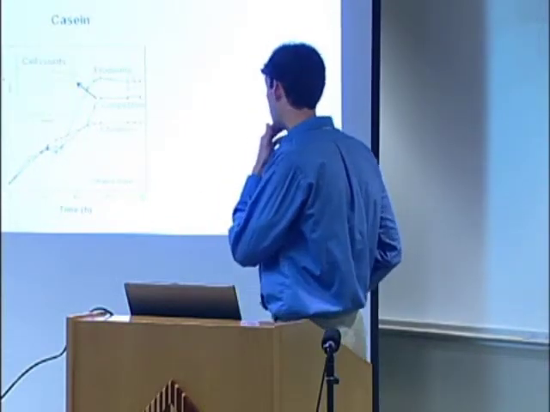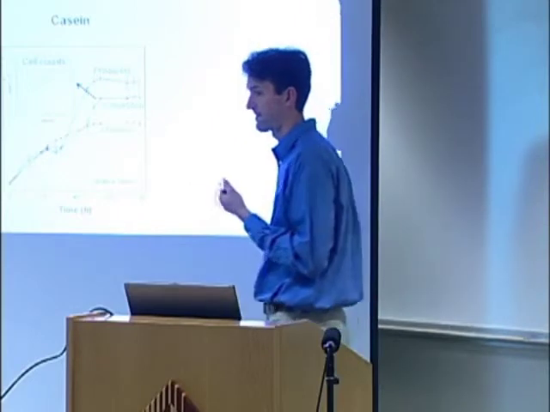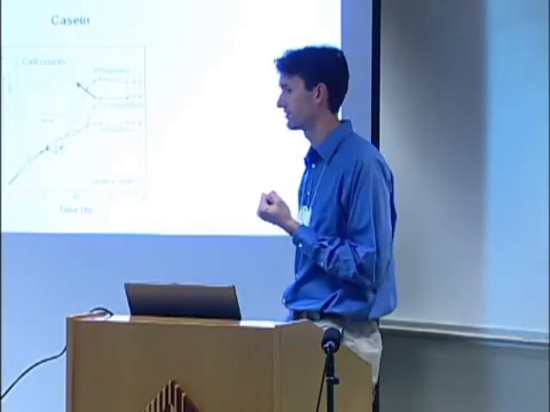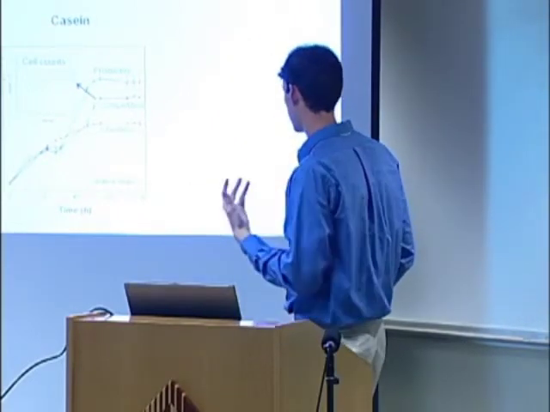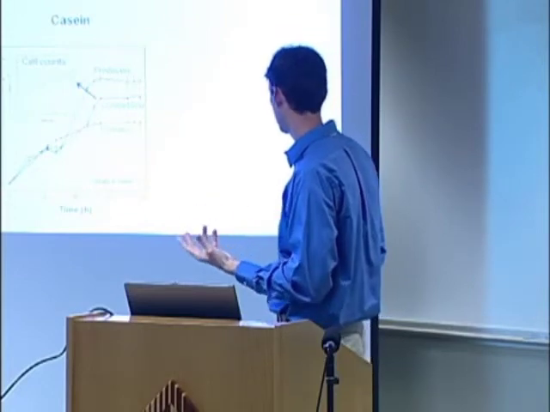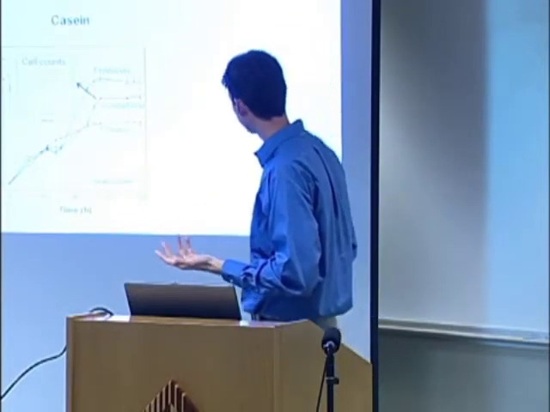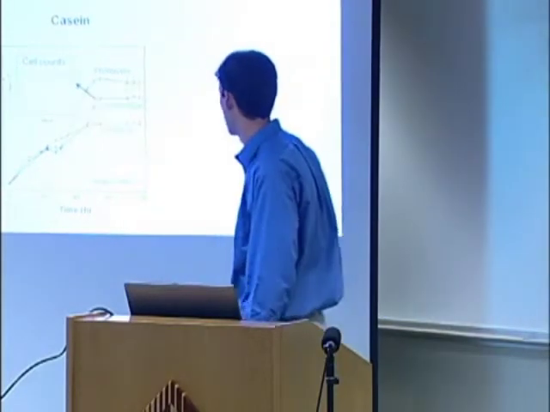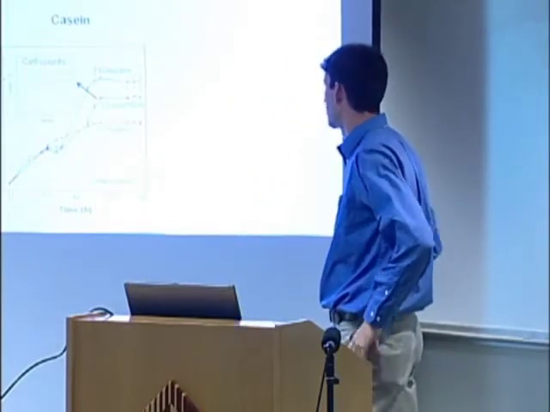That's the total biomass. We were interested to see, well, are the cheaters actually dominating the system? There's not statistical evidence for that. It looks like they're about the same abundance.